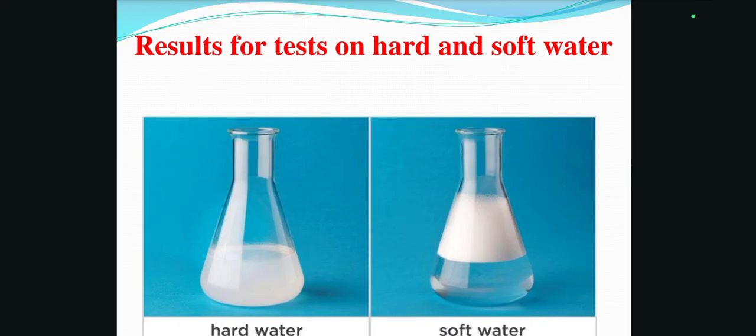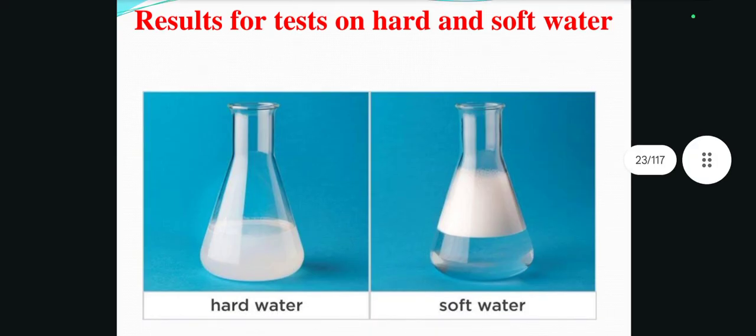So if you see this picture, you will get a clear-cut idea that the first conical flask has a completely turbid solution, or you can say scum-like or curd-like material, so that is what hard water is. And in the second conical flask you can see that very nice foam, or lather, is produced at the surface of water. So that foam is the indication of the type of water. As you know, water has two types, one is hard and the second is soft. So foam at the surface of water is the indication of the presence of soft water.